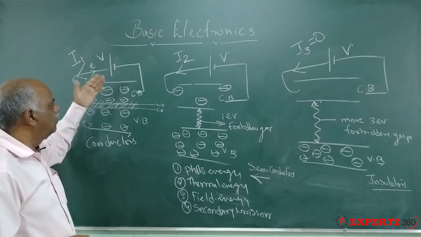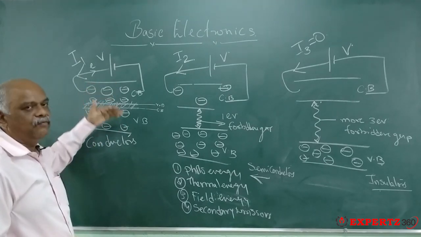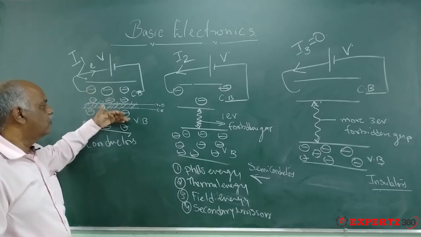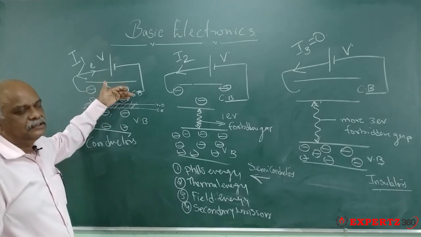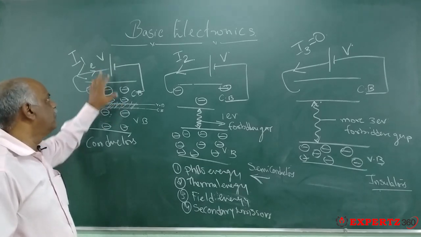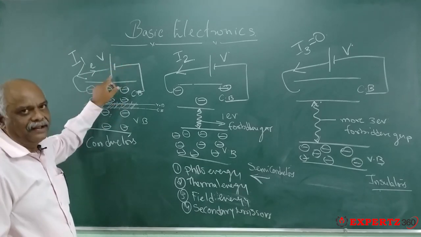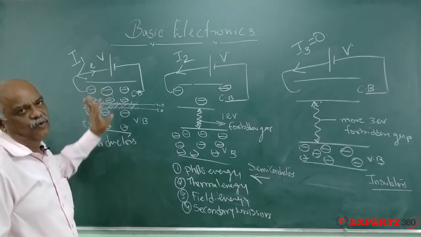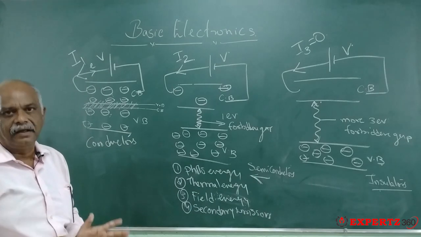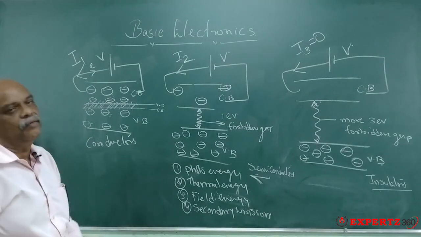In conductors, the conduction band and the valence band overlap each other, therefore, the electrons in the valence band can easily jump into the conduction band, and the conduction band contains plenty of free electrons. Therefore, when a potential difference of V volt is applied, a current flows. So, conductors are materials which conduct current. Clear? Now, let us come to semiconductors.